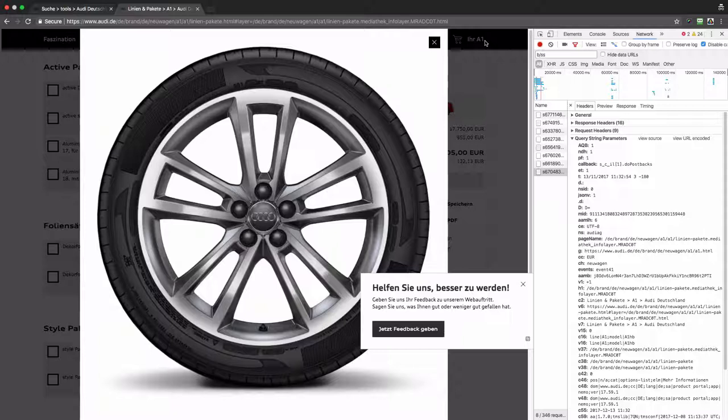This is one of the pages of the German version of the Audi website, and let's have a look at what variables are populated. And we can quickly recognize that there are many variables that have the same value. For example, we can take a look at C2, which is prop number 2, and V7, which is eVar 7, and they have the same values.